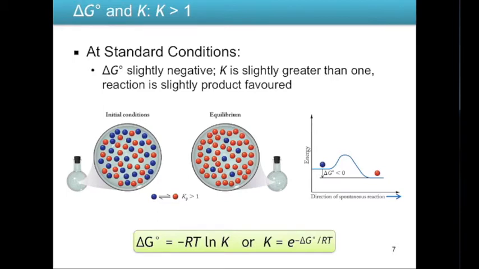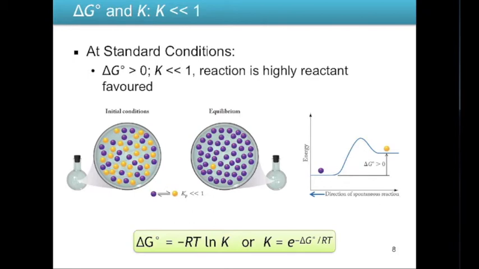We're still going to have a delta G that is slightly negative, or less than 0, but at equilibrium, the reaction won't be highly product favored, it will only be slightly product favored. And again, if we look at the energy diagram, we can see that the activation energy for the forward reaction is just slightly larger than the activation energy for the reverse reaction.